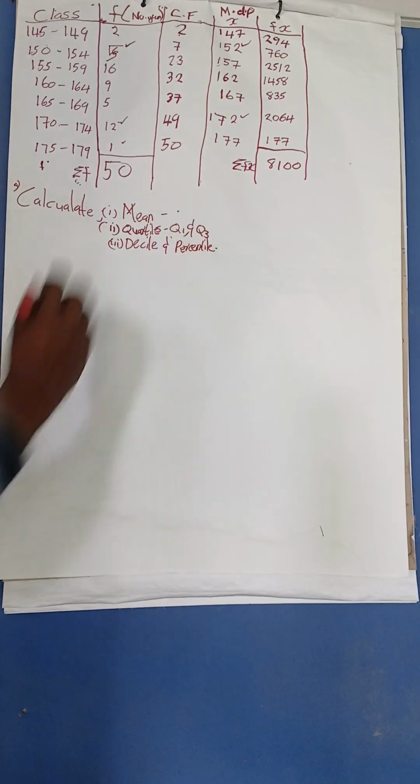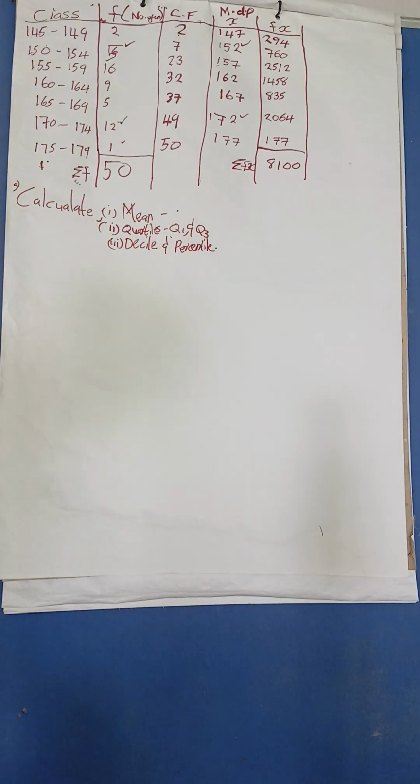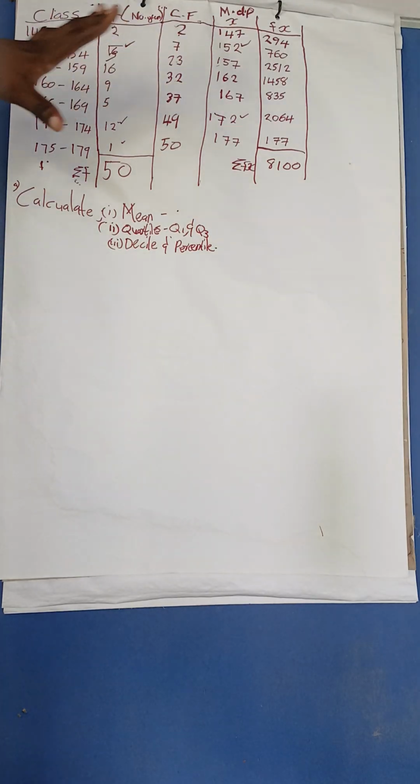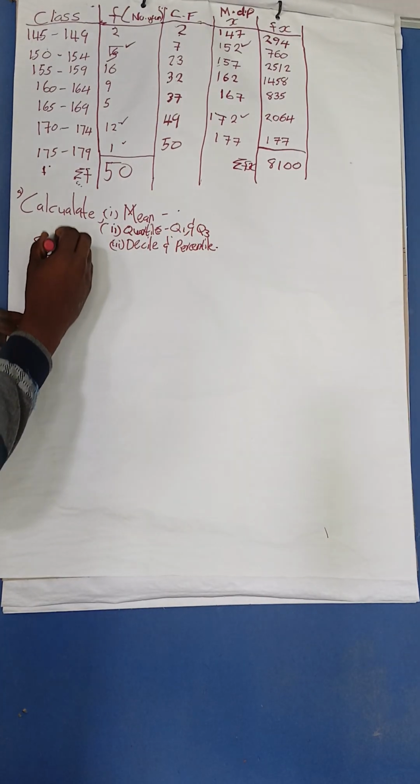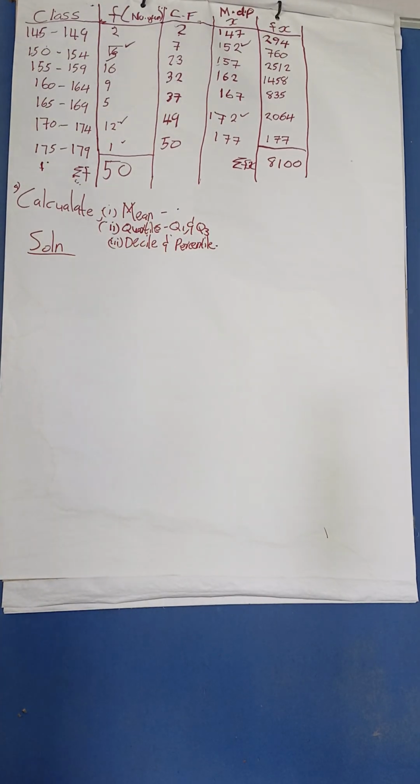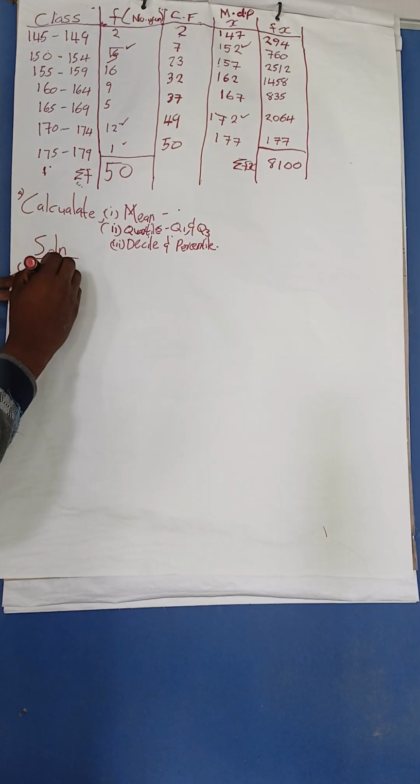There is a video I uploaded where I filled the table up to the end, which will help us calculate the standard deviation, variance, coefficient of variation, skewness, all that. But today we want to see how we can get the mean. Then we calculate the quartiles, Q1 and Q3, and then the decile and percentile. So let's go directly to the solution. We get the mean first.